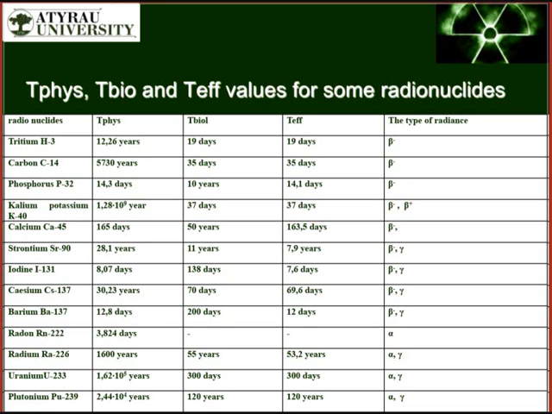As can be seen from the table, for carbon-14, the physical half-life is more than 5,000 years, while the effective and biological half-life is only 35 days. Measuring the nuclide content in ancient organic remains, skeletons, mummies, wooden objects, and so on, is used in archaeology to determine the age of these objects.